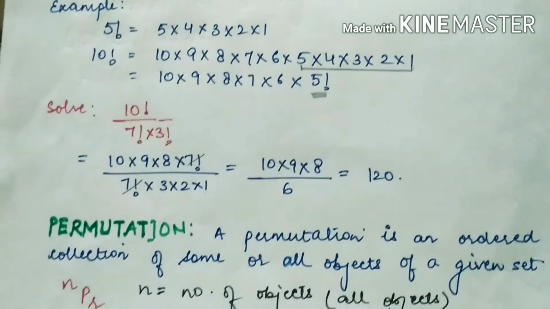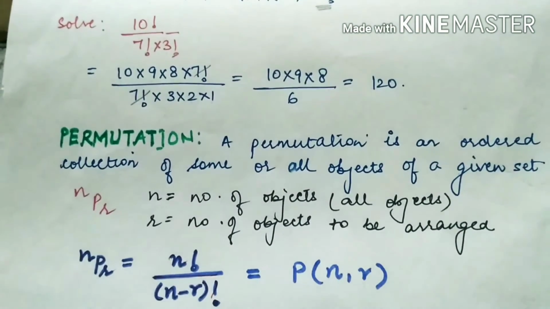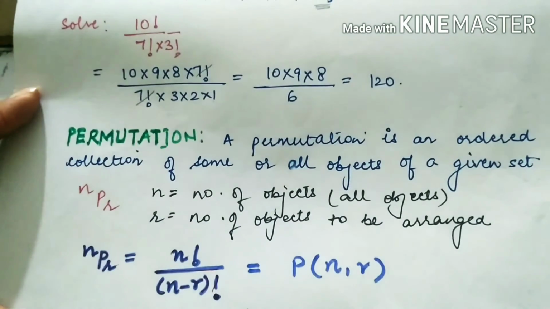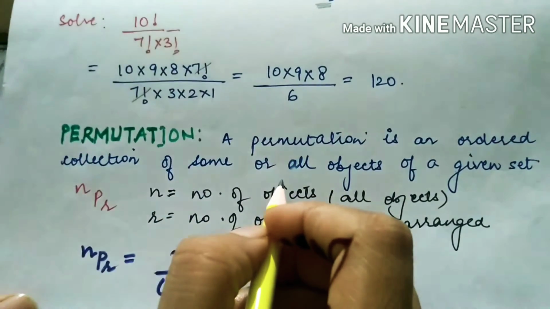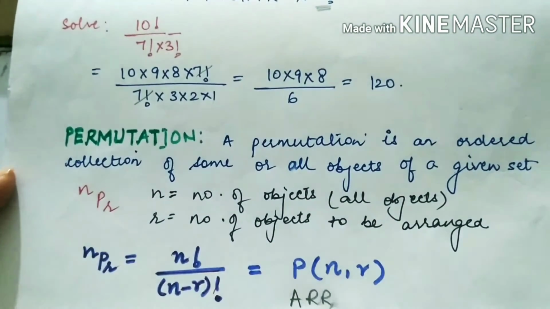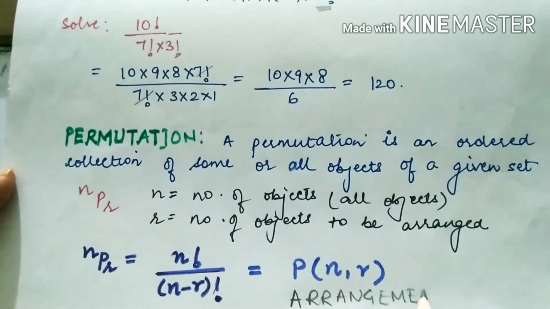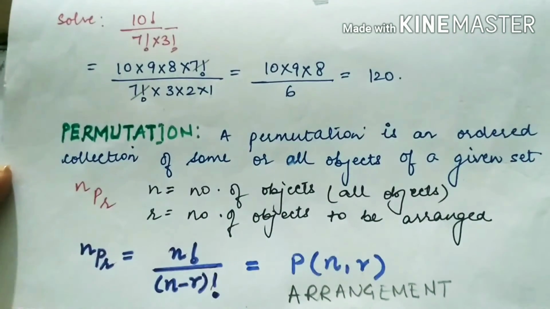Now we will be introduced to the topic permutation. We have permutation and combination. We need to know the keywords for these two. Keyword for permutation is arrangement. You need to remember permutation is related with arrangement.